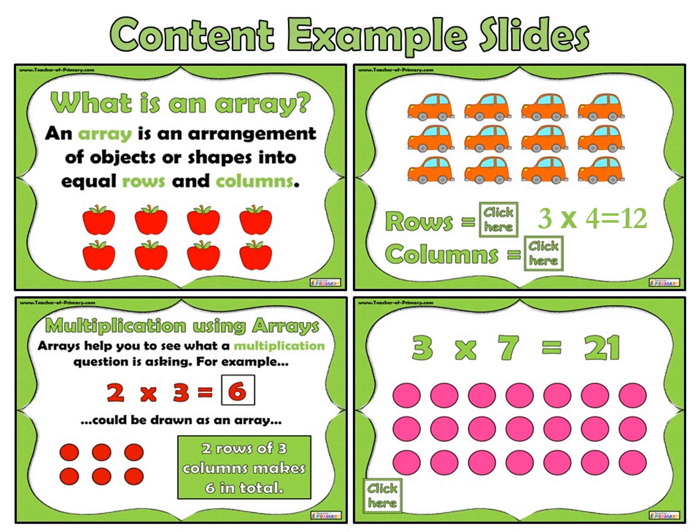Also, arrays help you to see what a multiplication question is asking. If you have 2 rows of 3 columns, the total number of counters in the array will be 6. So we can say 2 multiplied 3 equals 6. Now look at the last array. We have 3 rows of 7, and the total number of counters is 21.